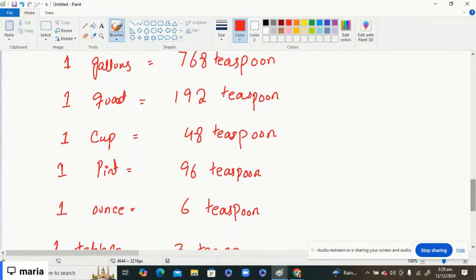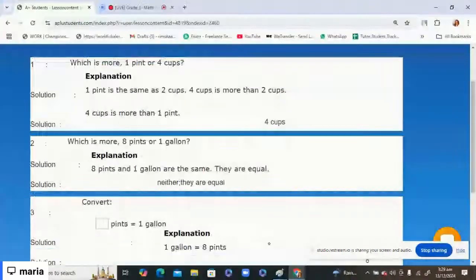Let's go to the questions. Which is more, 1 pint or 4 cups? These are basically customary units for finding the volume. Okay, these are gallon, pint, quart, cups, teaspoon, tablespoon that we are using. Is 1 pint greater or 4 cups greater? As we know, 1 pint and 2 cups are the same.